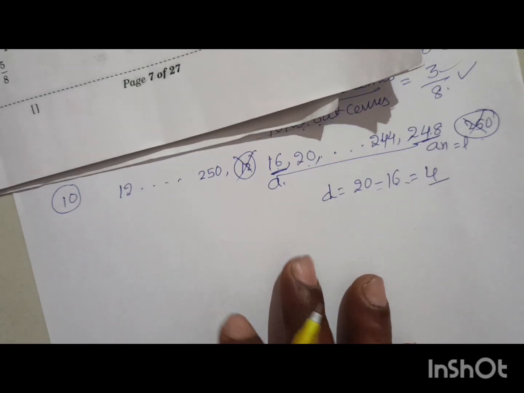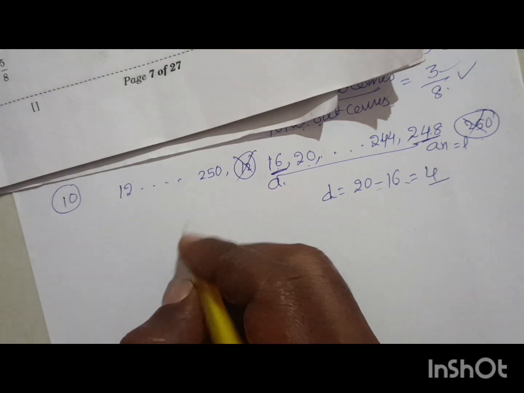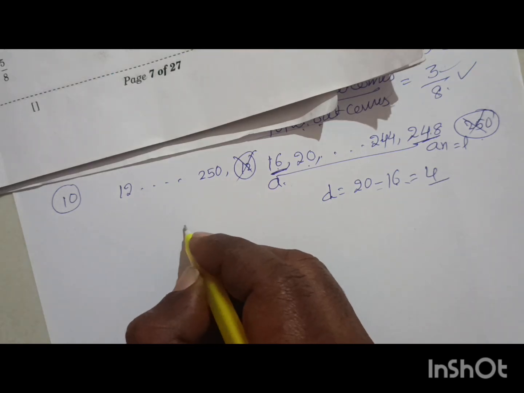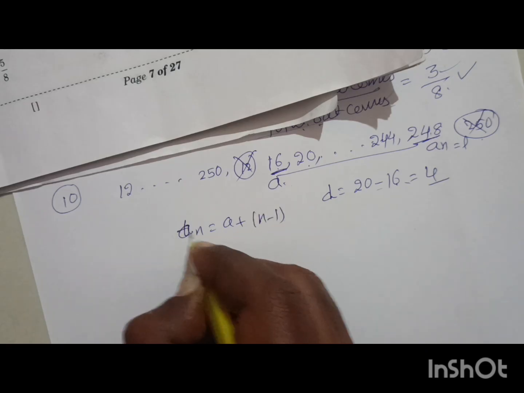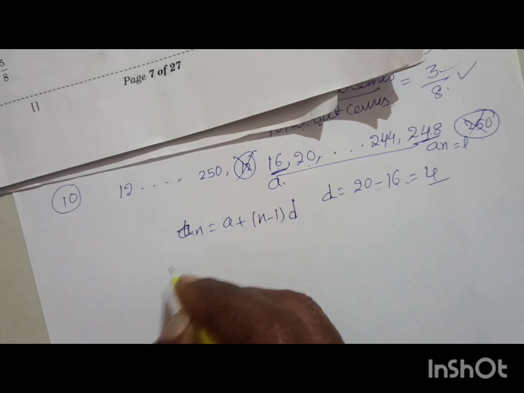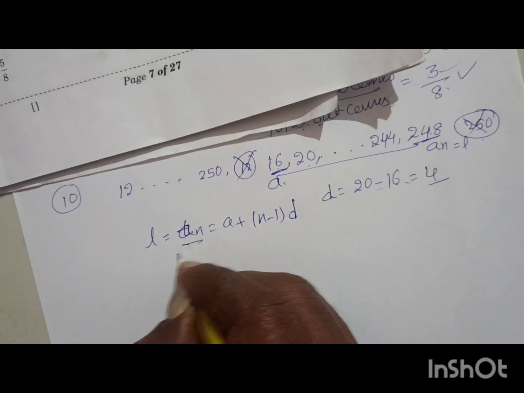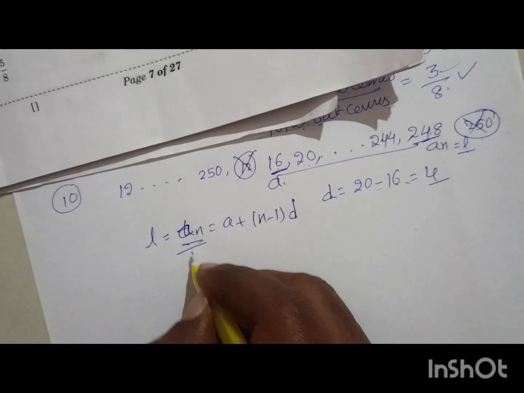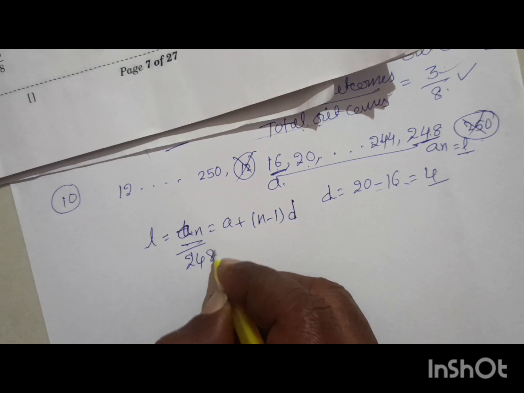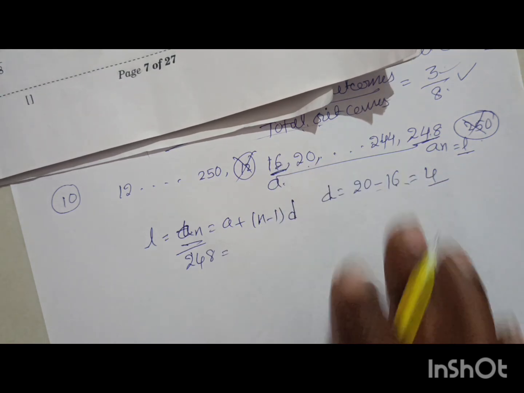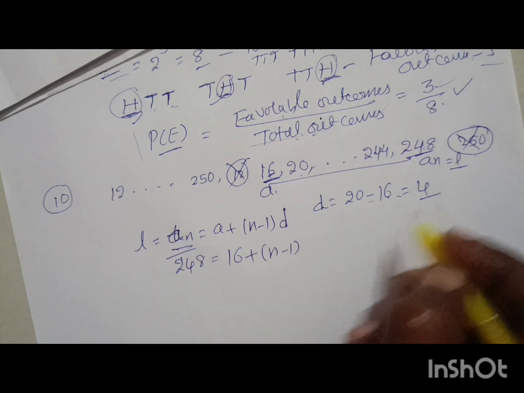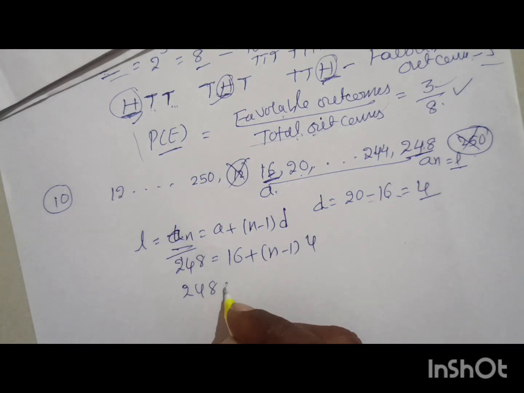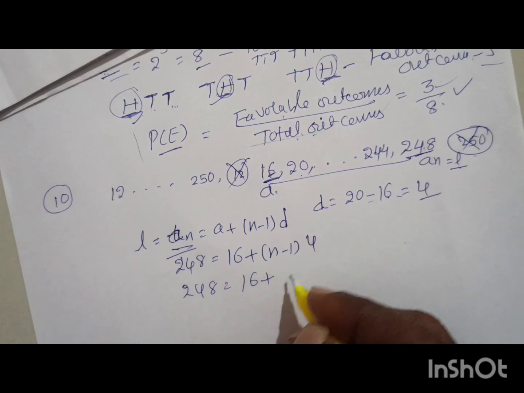We need to find the number of terms. We know one formula: tn equals a plus n minus 1 into d, or the last term l equals a plus n minus 1 into d. So 248 equals 16 plus n minus 1 into 4.